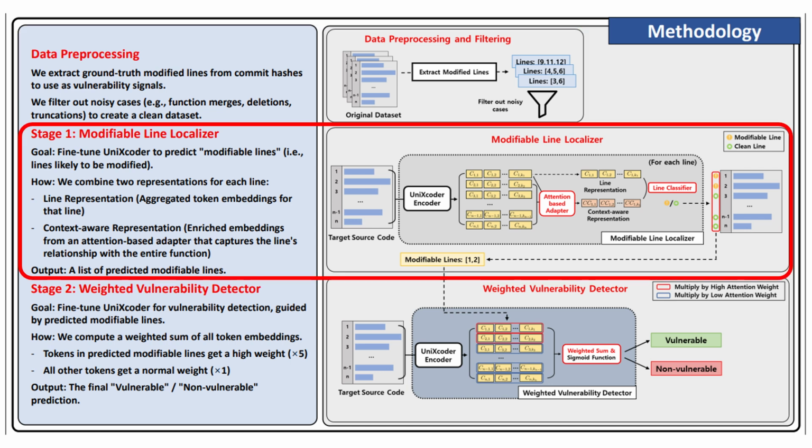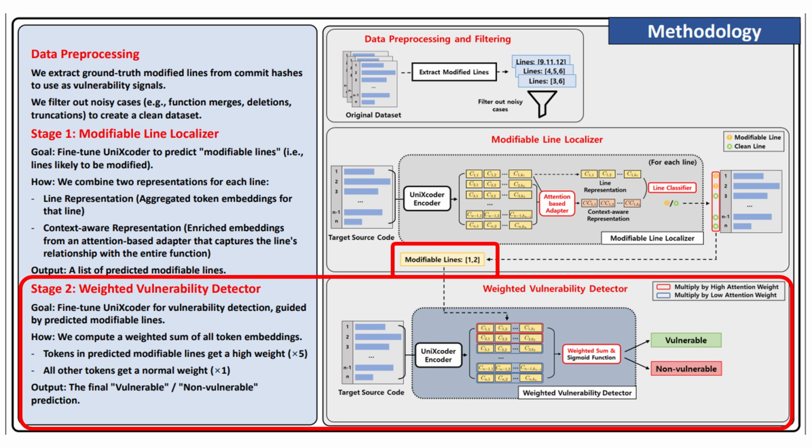So now we have our training data, a bunch of functions, and for each one, we know exactly which lines were modified. We use this data to fine-tune our first component, which we call the modifiable line localizer. Its job is to predict which lines in any given function are likely to be modified. Now, when we feed it a new function, this localizer can point out the modifiable lines, the ones most likely related to a potential vulnerability.